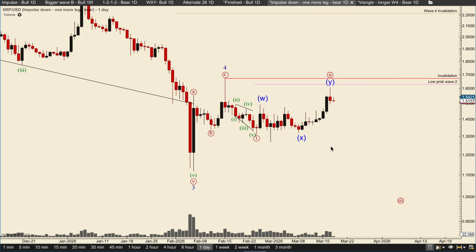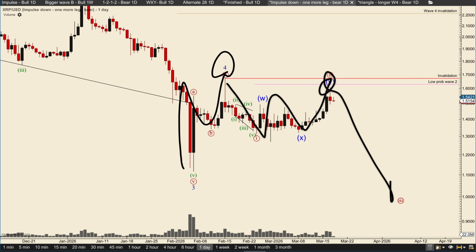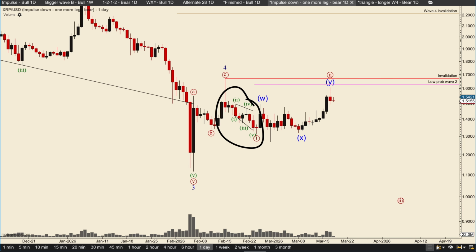Then you have this, so ABC in a wave 4, 1 WXY2 and then move down. Same issue here, you need to count this as a leading expanding diagonal, which is very uncommon for a wave 1. It is for a wave A, but it's even more uncommon for a wave 1 to have a leading expanding diagonal. So therefore this doesn't really have the highest probability, but XRP has been showing some unorthodox structures.